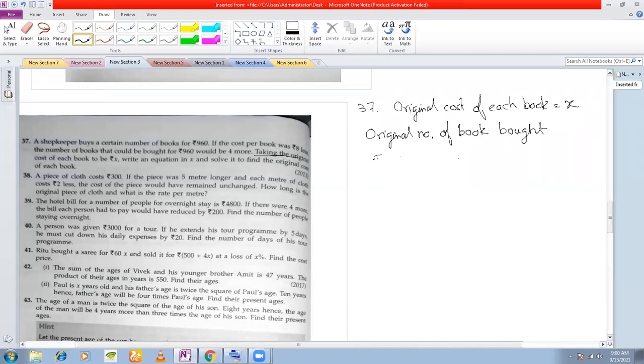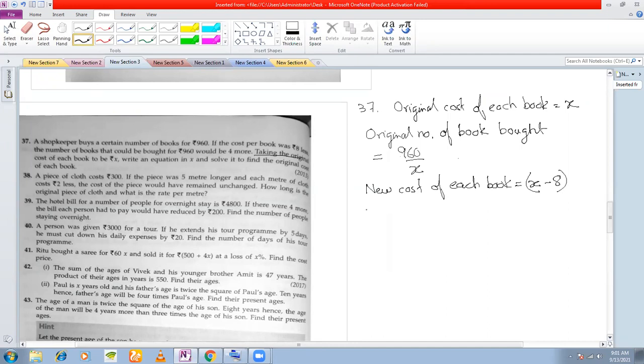Now 960 is the total, right? Each book costs X rupees. So what is the original number of books bought originally? 960 by X. Okay. And if he is buying the original number of books as 960 by X, now what happens? If the cost per book is rupees 8 less, okay, so what is the new cost of each book? 8 less than the original one. So that means the new cost is X minus 8.